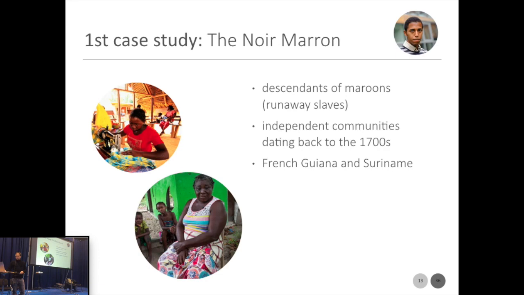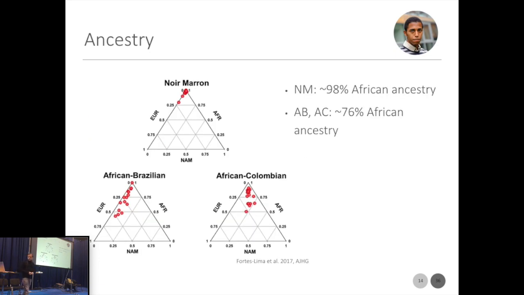of descendants of Maroons called the Noirs, they showed a very high level of African ancestry, much higher than other African descendant populations in the Americas. So comparing it to African Brazilians or African Colombians, for example, the Noirs had almost 100% of African ancestry, whereas African Colombians and African Brazilians had higher levels of European and Native American ancestry in their genomes. And that simply reflects the history of relative isolation of the Noirs, and basically a survival strategy, staying as far away from Europeans as possible, and that led to this particular pattern.